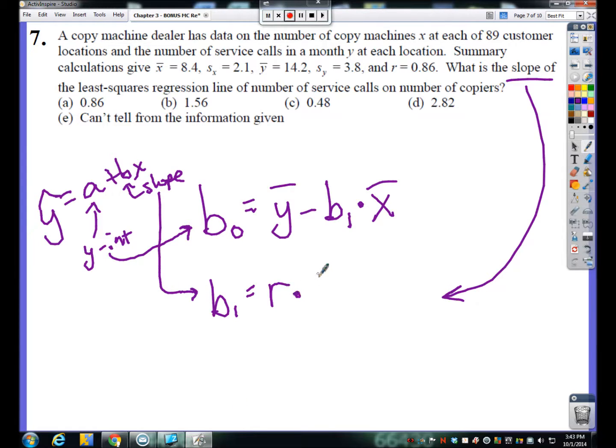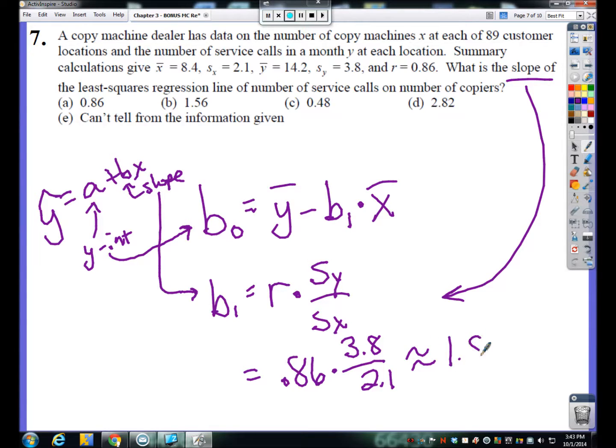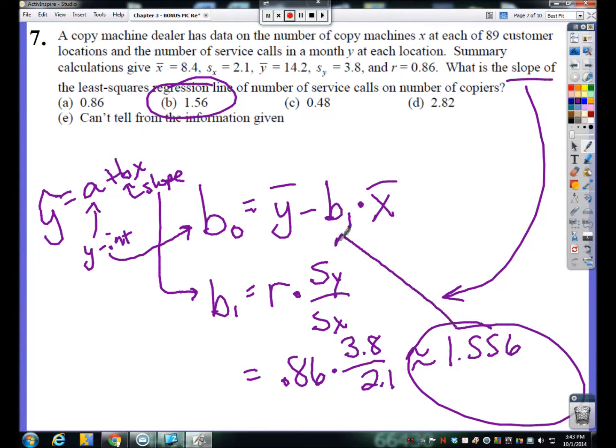And the formula for it, if you look at your formula sheet, is R times the ratio of the standard deviation of y to x. And we have these numbers. So the correlation was 0.86, standard deviation of y was 3.8, standard deviation of x, 2.1. So just plugging that into my calculator, and we don't need any kind of special parentheses because everything's multiplication and division, I get 1.556, which is closest to answer choice B. Now, if they'd asked for the y-intercept, then we'd have to take that number, plug it in up there, take our 8.4, plug it in there, take our 14.2, plug it in there, and then do the math, and then we could have the y-intercept.